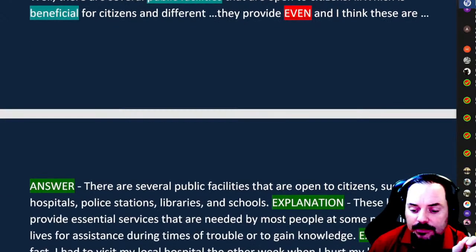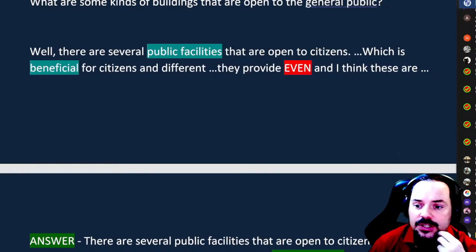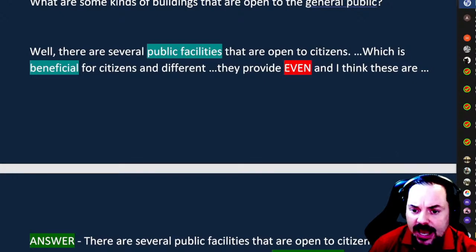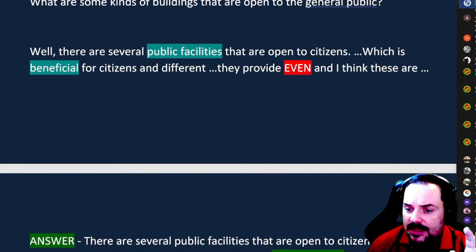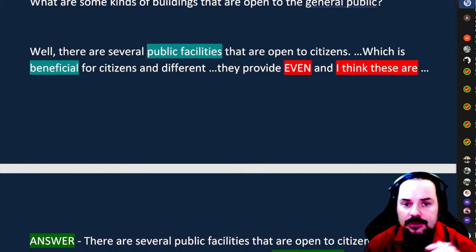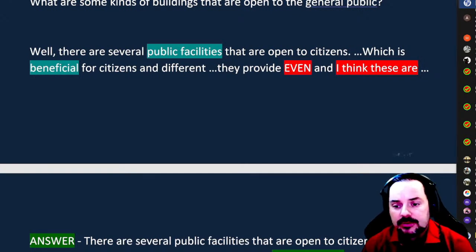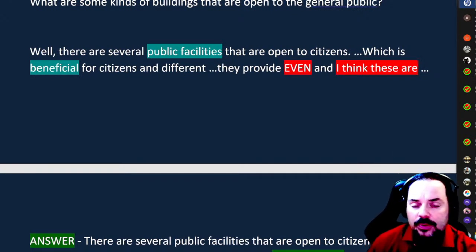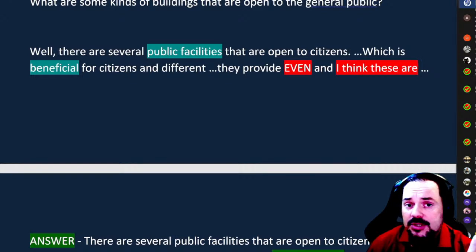Now, the other tip from this first answer that you gave. You gave the answer, and then you started to repeat your answer. So you said, and I think these are open to the general public. If you listen back to this very last part of your answer, you'll realize that you're just repeating yourself. You're almost saying the exact same sentence that you started with or that you included in the middle. You shouldn't do that, okay? That makes for awkward, redundant language.